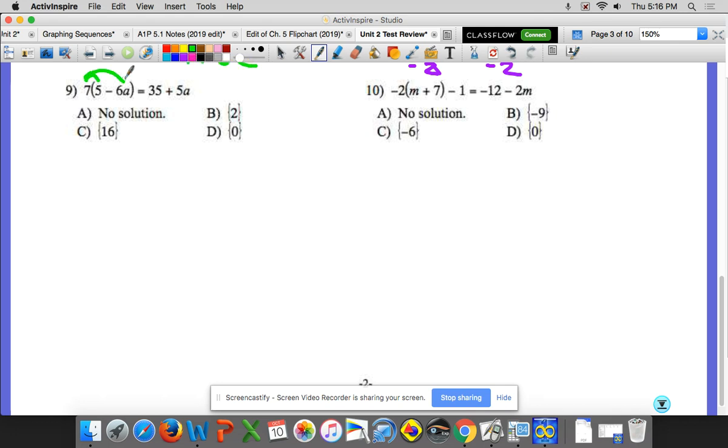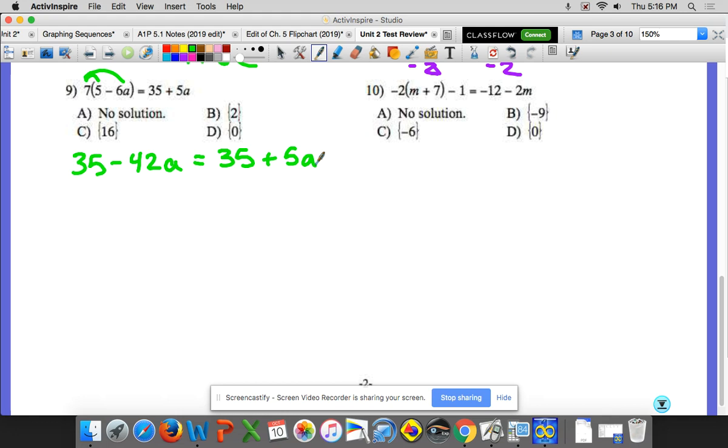So we have 7 times 5, which is going to give us 35. And then we have 7 times negative 6a. So we have 7 times negative 6, which is going to give us negative 42. And then we got to bring the a down as well, equals 35 plus 5a. We didn't do anything to the right side, so we just bring it straight down. So now I have 35 minus 42a equals 35 plus 5a.